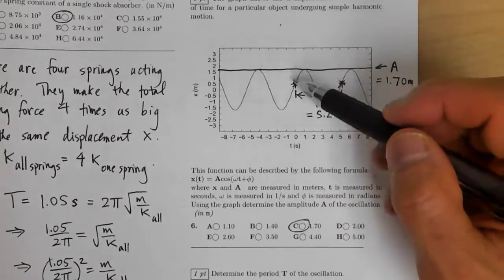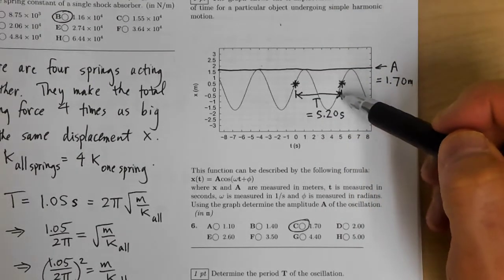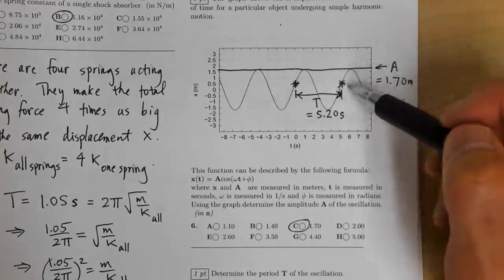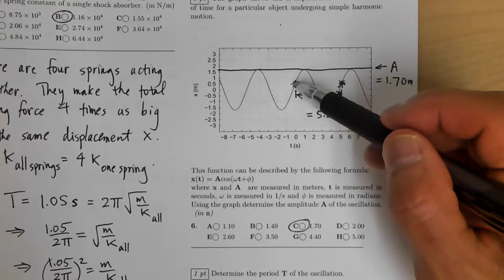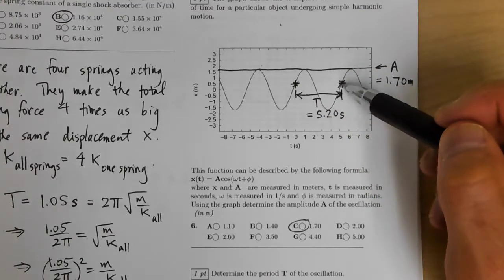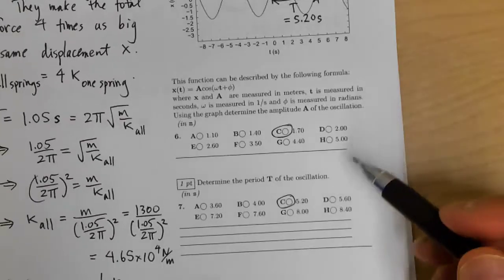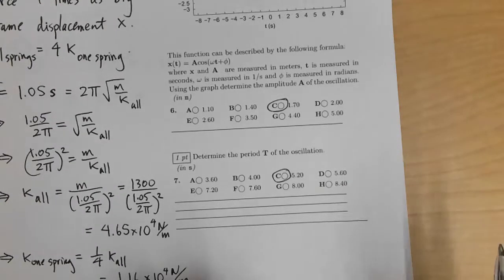The period is the time interval between 2 successive repetitions of the wave. So we'll take this point here up to here. This is 0, and this is less than 5.5, so it's about 5.2 or so, and that's what the period is, 5.2.